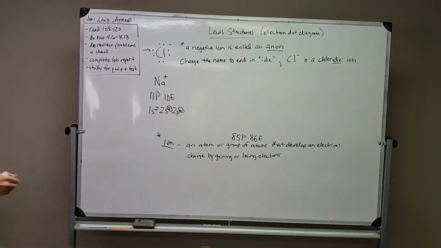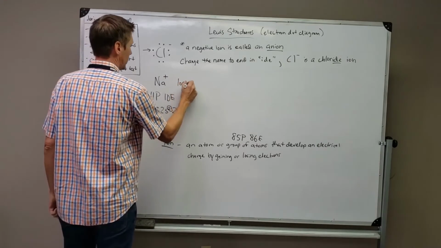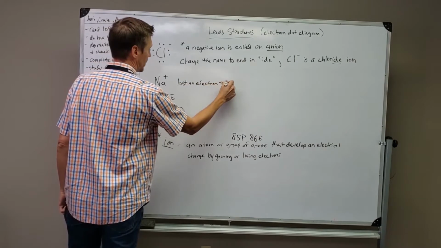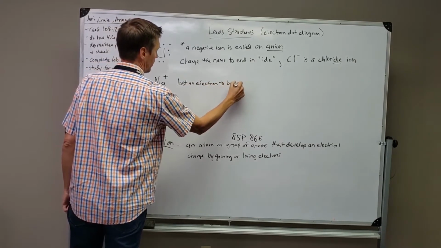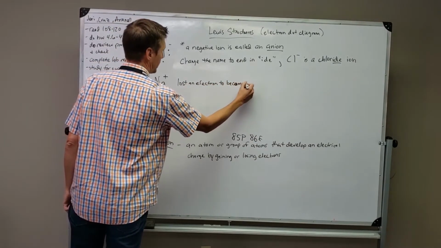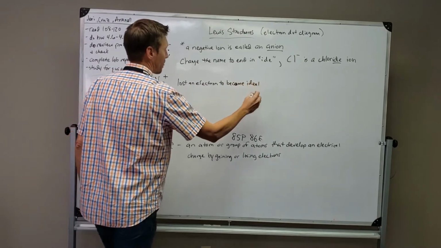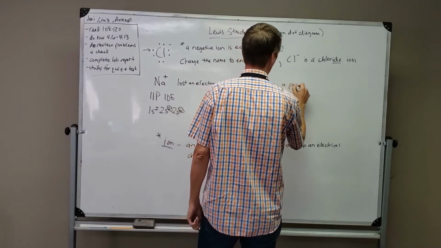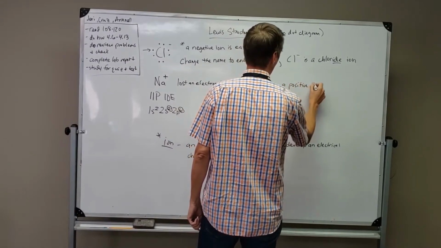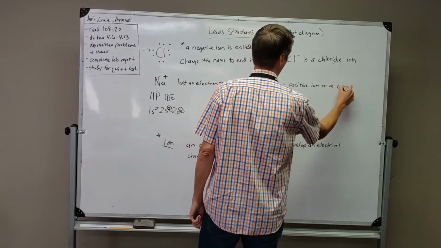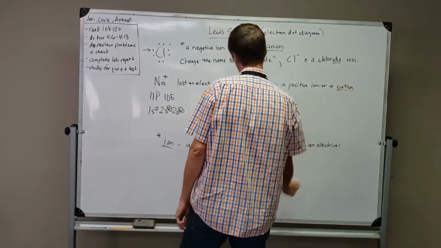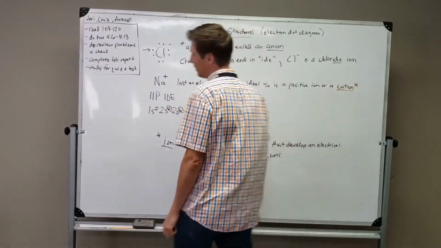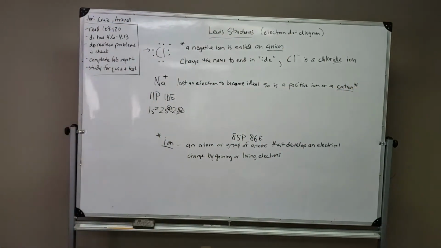It lost an electron to become ideal. So it is a positive ion, or a cation. That's what we call cations. So we have anions and cations.